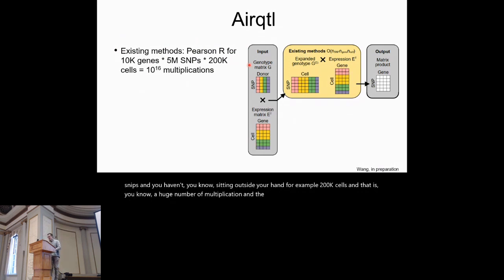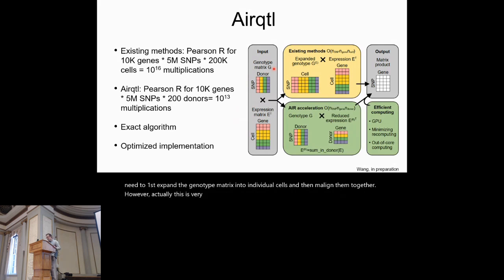The reason behind it is, if you think about the raw data you have, the genotype data is indexed by donors, but the expression data is indexed by cells. Therefore, if you want to compute the Pearson correlation, you need to first expand the genotype matrix into individual cells and then multiply them together. However, this is equivalent to a much simpler operation: first reducing the expression matrix to donors and then multiplying them together. Essentially, just sum all the entries per donor in the expression matrix and multiply them together, and you will get exactly the same result.